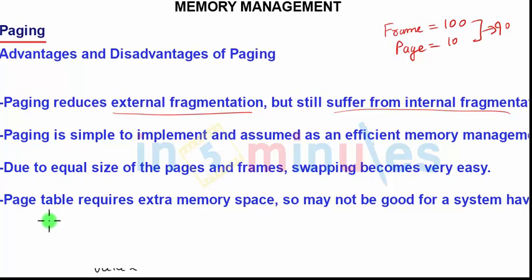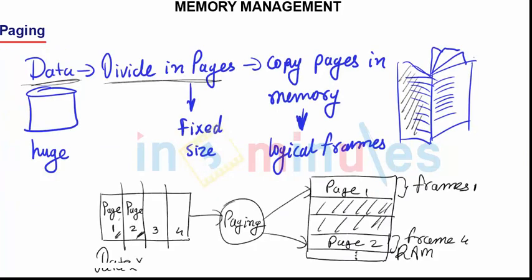Another disadvantage is that paging requires extra memory. Why is this a disadvantage? This will mainly be a disadvantage if you have a small memory. So that's it. That's what the paging system is about. We clearly said that paging works on the concept of dividing data into pages and dividing main memory into frames, and then storing pages at the necessary frames.